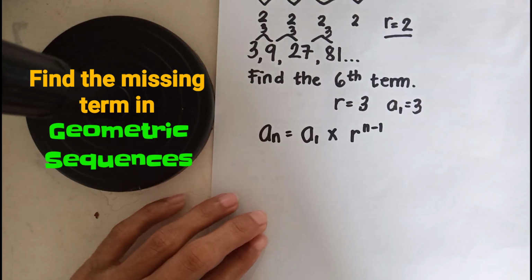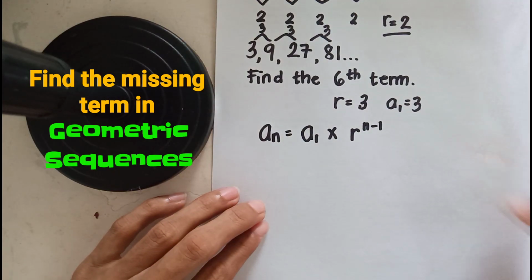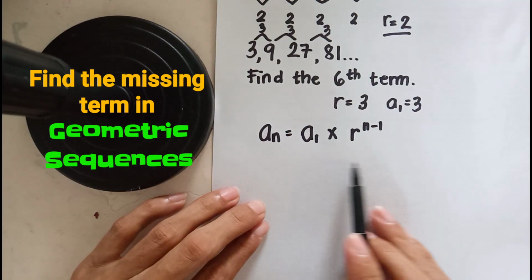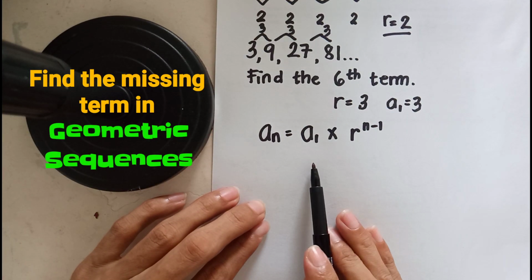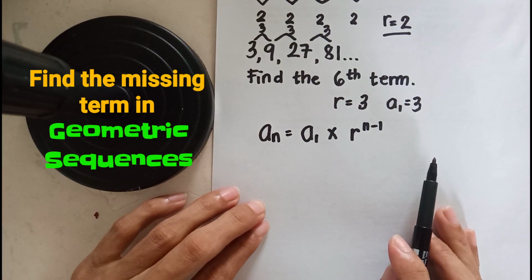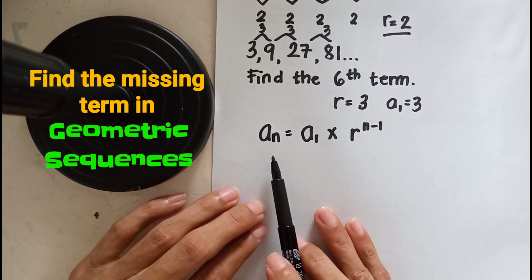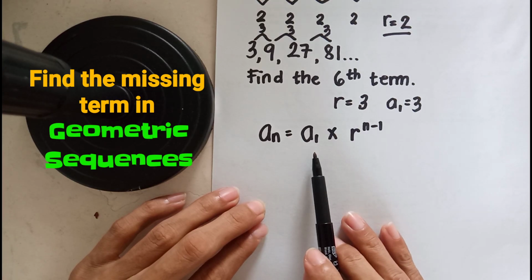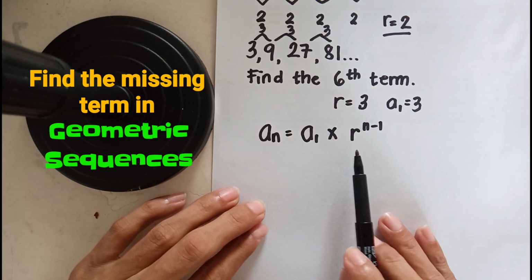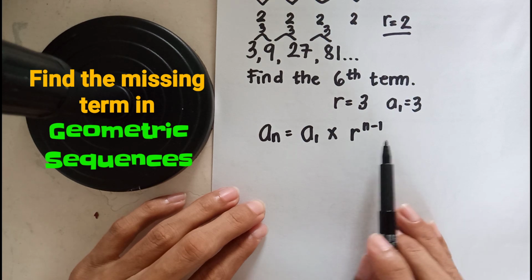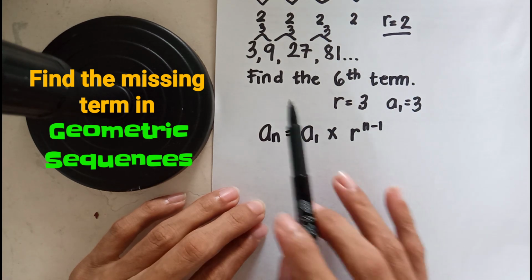So we have the common ratio of 3. To find the sixth term, we will have to use this formula. a sub n is equal to a sub 1 multiplied by the common ratio raised to n minus 1, where a sub n is the term you're looking for, a sub 1 is the first term, r is the common ratio, and n is the term number. So now let's apply the formula.